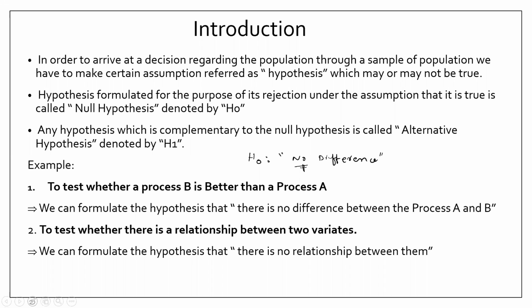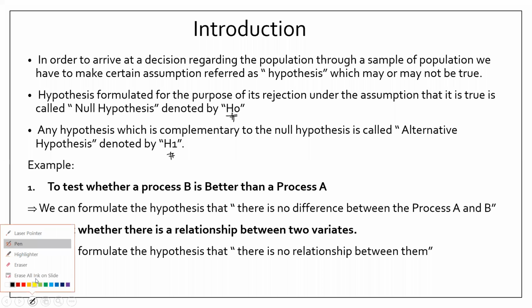Okay. So now we came to know about the null hypothesis and alternative hypothesis. This slide is all about understanding what the null hypothesis and alternative hypothesis are. The null hypothesis is denoted with H naught, the alternative hypothesis with H1. Okay, now let's go to the next part.